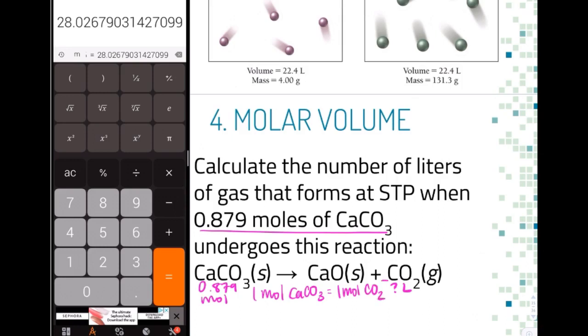And then I know that if I'm at STP, I can say 1 mole of gas is equal to 22.4 liters of gas. And so STP gives me this very special conversion that I can then use. And so setting this up, I'll start with 0.879 moles of calcium carbonate, canceling moles of calcium carbonate.